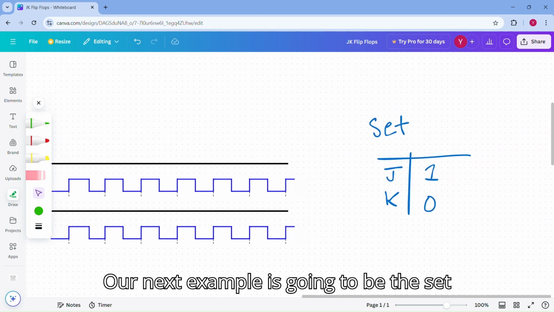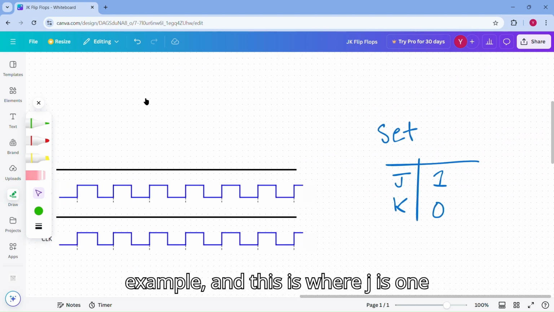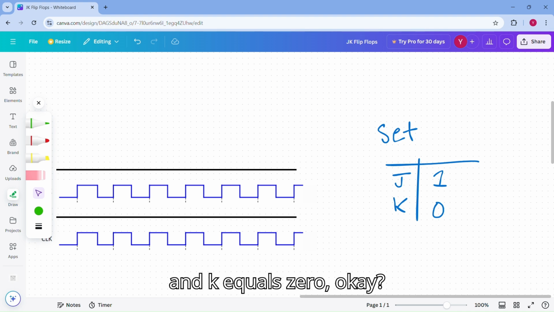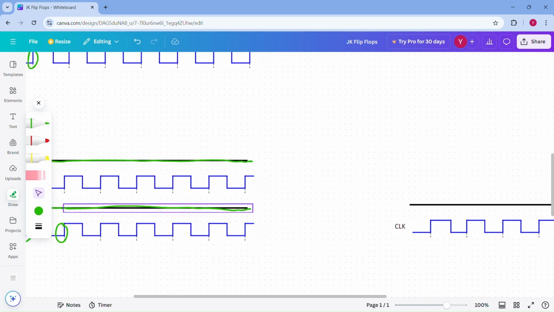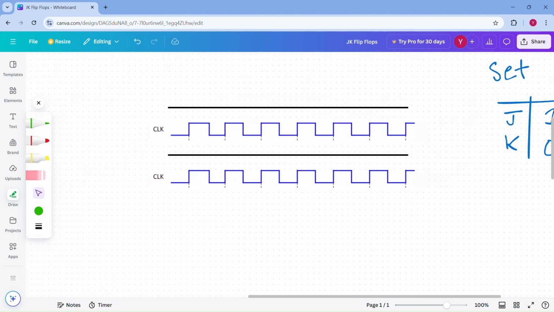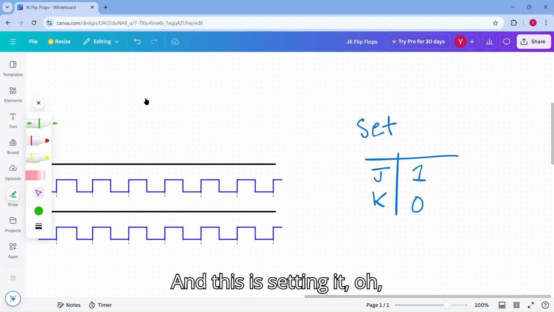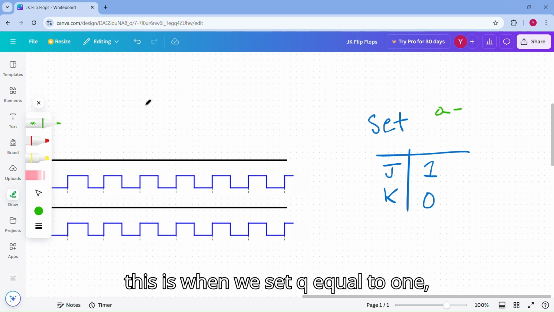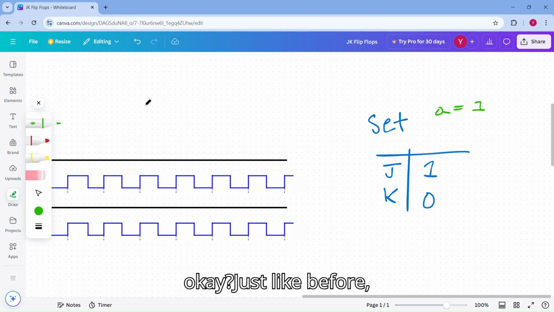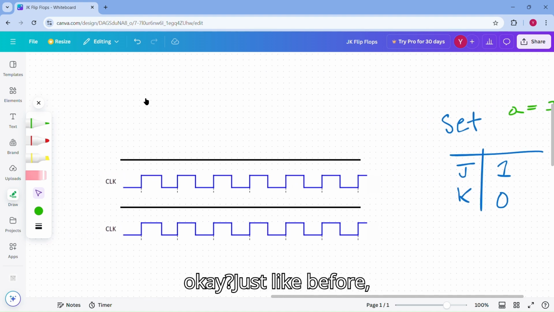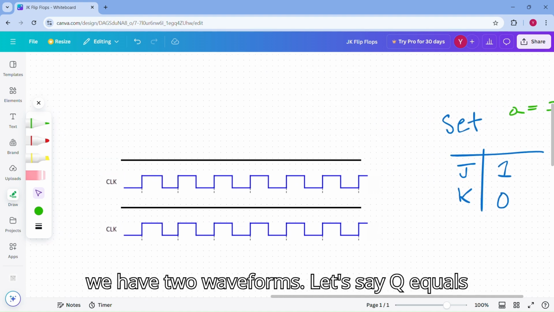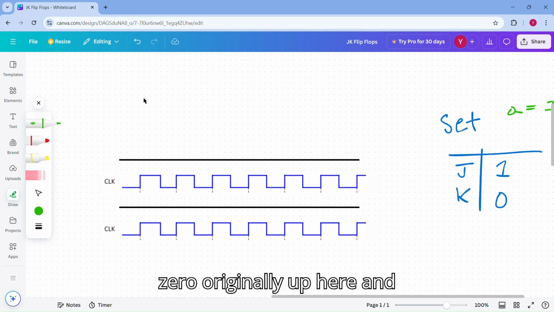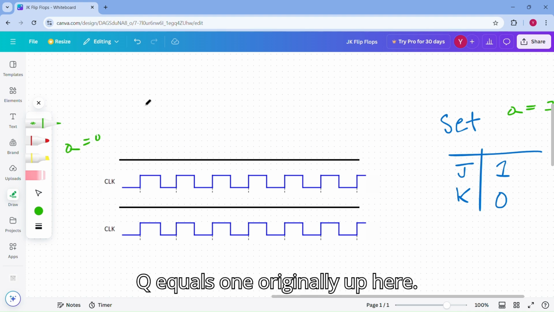Our next example is going to be the set example, and this is where J is 1 and K equals 0, okay? And this is setting it, this is when we set Q equal to 1, okay? Just like before, we have two waveforms. Let's say Q equals 0 originally up here, and Q equals 1 originally up here.